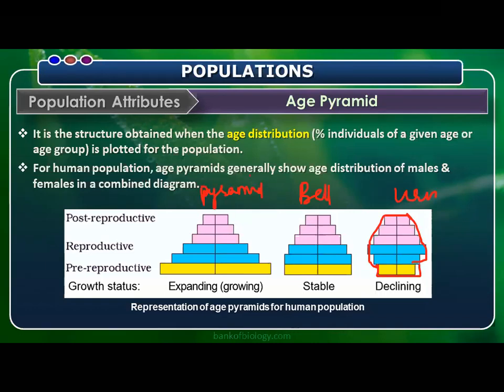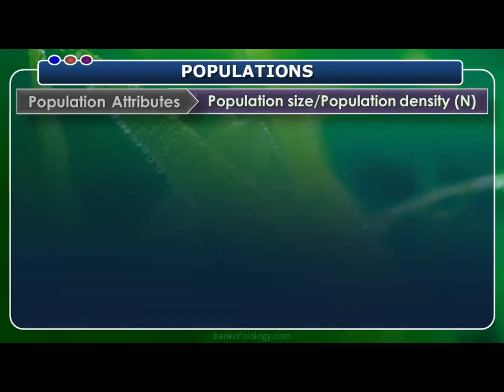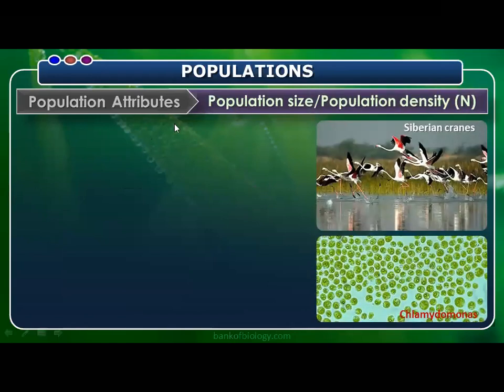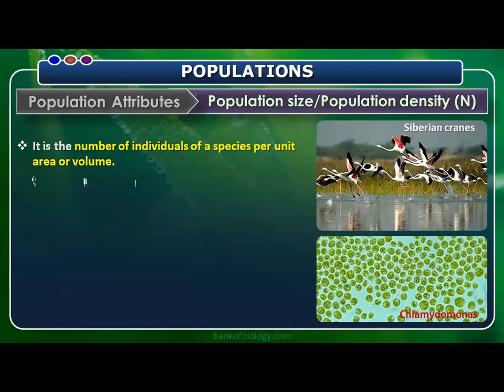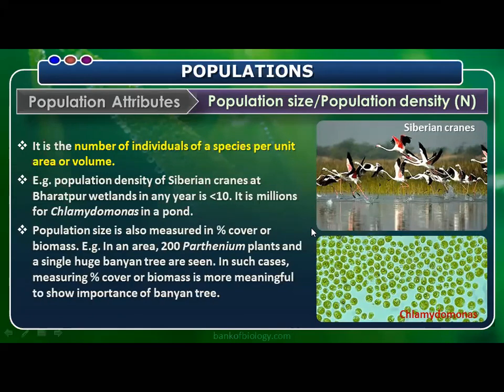Okay. So now moving on, this is the age pyramid concept. From this, we get the question: population size or population density. How do we calculate the density? The number of individuals of a species per unit area or volume, we can say, is density. Population density of Siberian cranes at Bharatpur wetlands in any year is less than 10. It is millions for Chlamydomonas in a pond. That too we have as examples. Population size is also measured in percent cover or biomass.